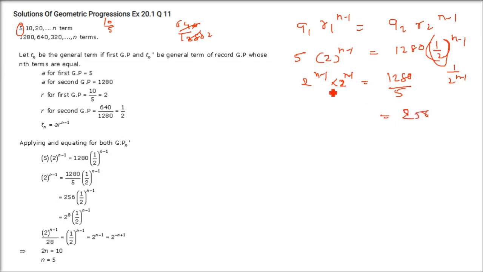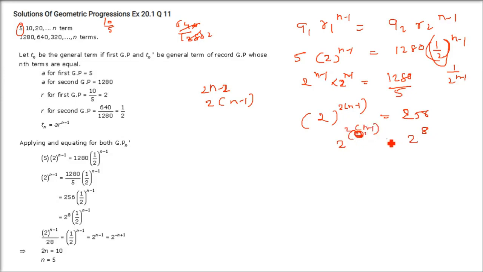This equals 256. This is 2 to the power twice of n minus 1, that is 2 to the power 2n minus 2. You can take 2 common, twice of n minus 1. So 2n minus 2 is 2 into n minus 1. 256 you can write as 2 to the power 8. 2 raised to power 8 is 256.